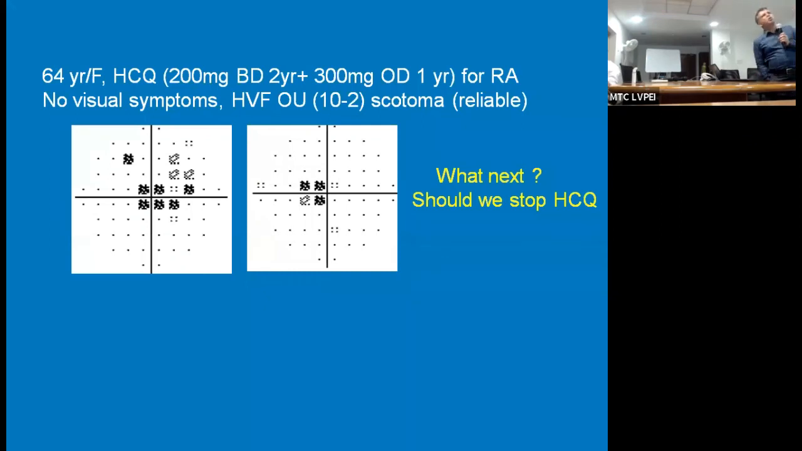A 64-year-old female had been on hydroxychloroquine treatment for only 2 years. Usually we see maculopathy happening when they take more than 400 milligrams for more than 5 years. But vision was good in 2020, but the HVF 10-2 showed a central scotoma, a huge depressed spot. What to do? Should we stop HCQ or not?